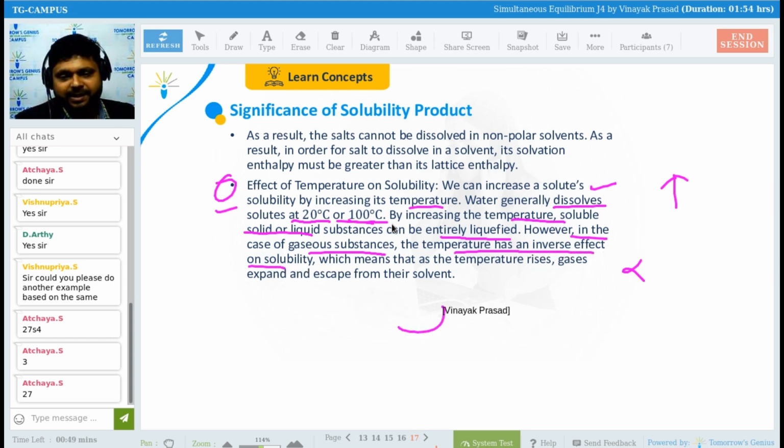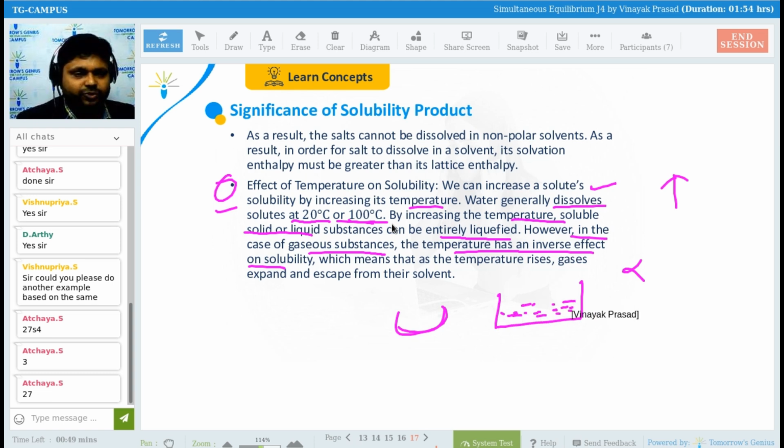So in case of gaseous substances, see guys, let's suppose you have water in this, and let's suppose you have salt, or you have sugar. If it is not mixing, then what can you do? You can just increase the temperature of this water, or you can boil that water, right? Then the solubility can increase, right?